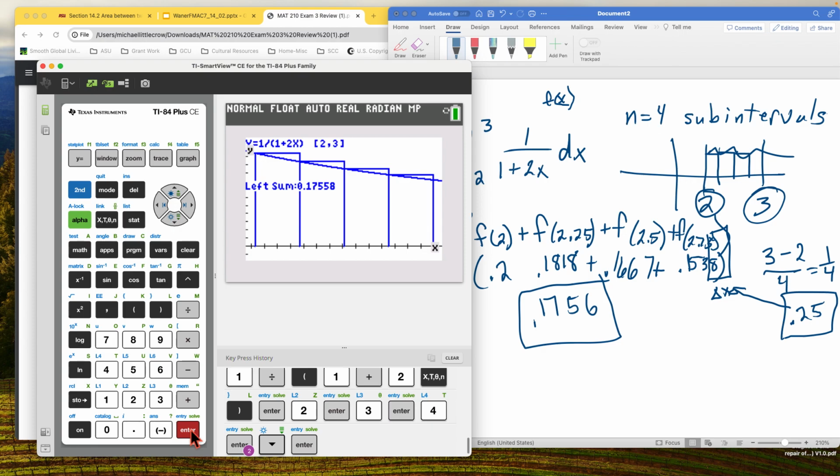I have a way to check this. If I forgot to multiply by 0.25, oh okay, I forgot that part. If you use this, use it as a good checker. It provides that, and you can see exactly where it's getting it. These are the left-hand sums, so that was f of 2, f of 2.25, 2.5, 2.75, whatever these are.